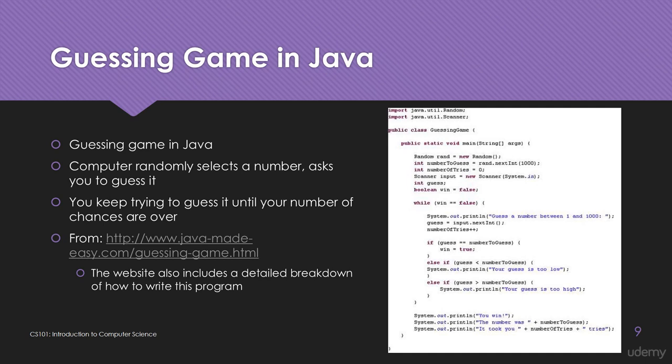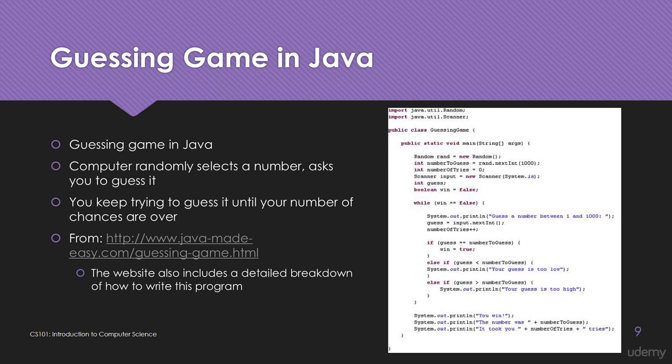It's fully represented here. So you see it imports Random and Scanner, which are two classes that are inbuilt into Java. Public class GuessingGame, that's the name of the class. Public static void main String args, this is the entry point for the program. Then rand is the variable that's created using the java.util.Random class, and it creates a random variable. The number to guess is an integer between 0 and 1000, which is what rand.nextInt returns. There's a variable initialized called numberOfTries to 0.